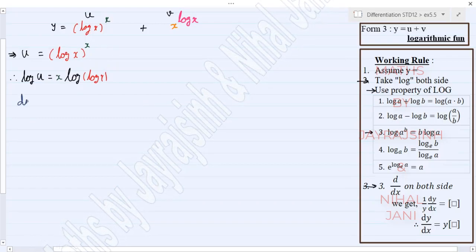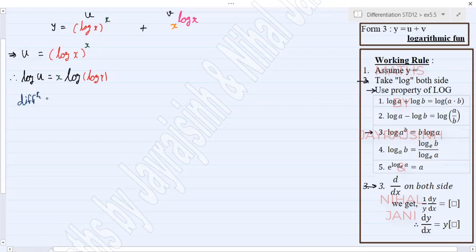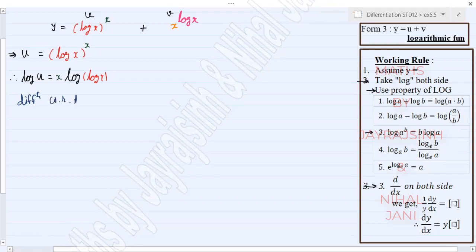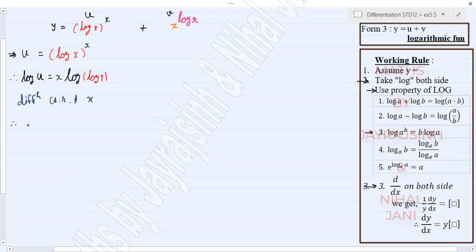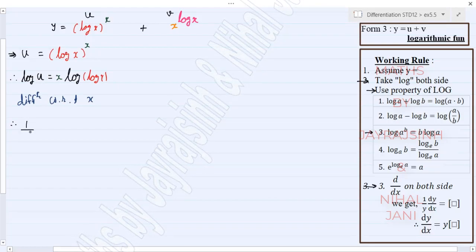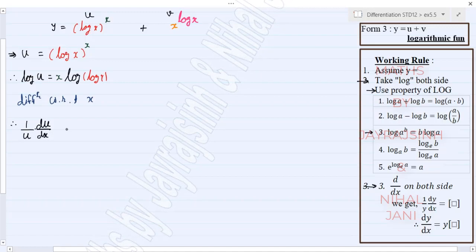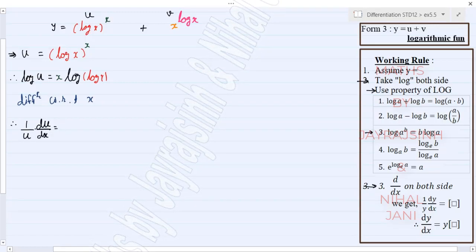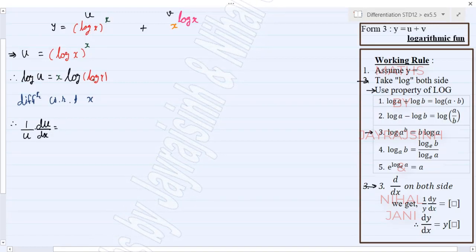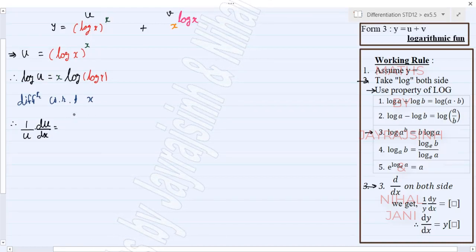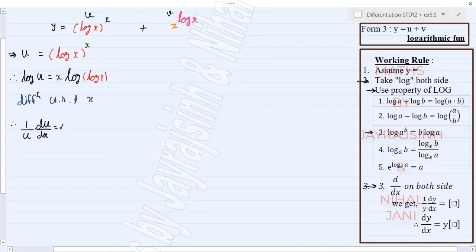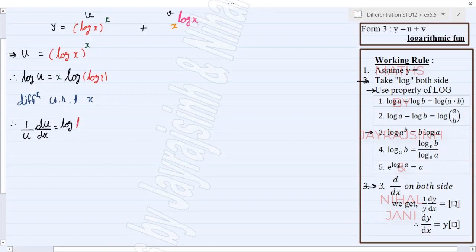So we are ready to differentiate our equation with respect to x. Differentiation of log u is 1 upon u into du by dx. And on the right hand side we have x log of log x, so we have to apply the multiplication rule. Let's say in the first step your log x will be as it is.